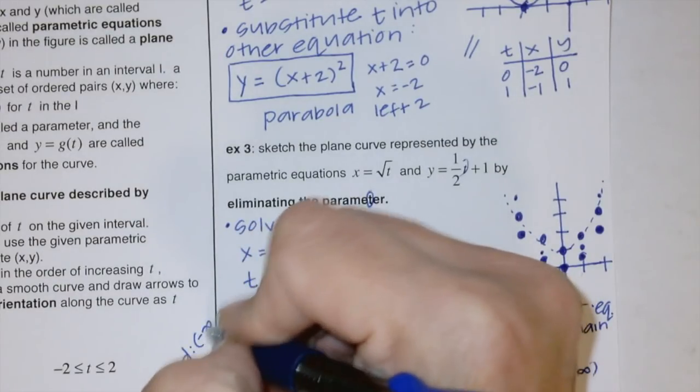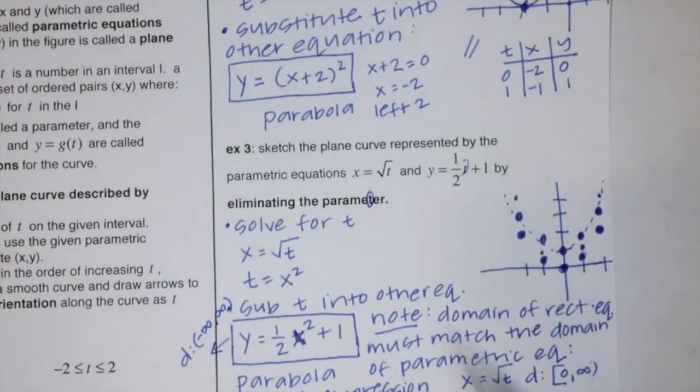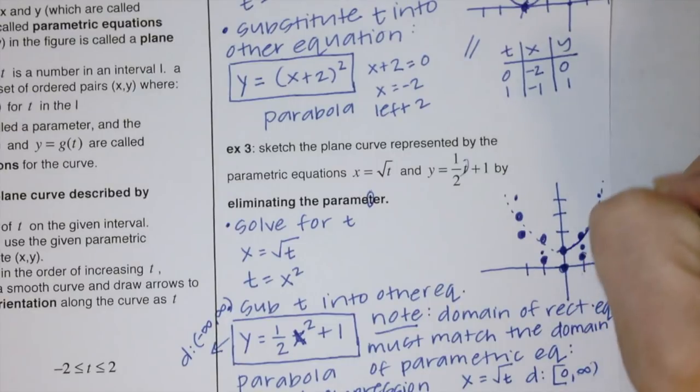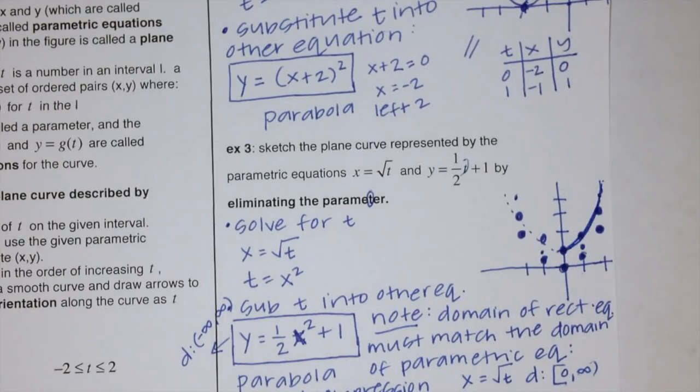Domain is from negative infinity to infinity. That's because we have no square roots or zeros in the denominator. So where do we graph from? Well, our graph is going to be from right here. It's only going to be this piece right here. Why is it only going to be that piece? It's only going to be that piece because of this restricted domain right here from 0 to infinity.